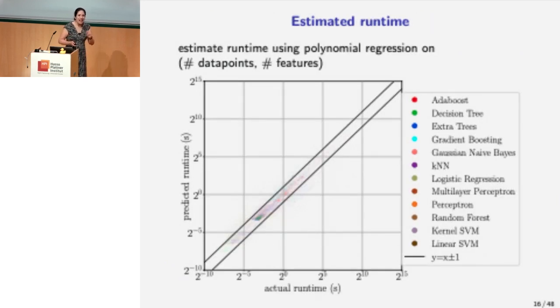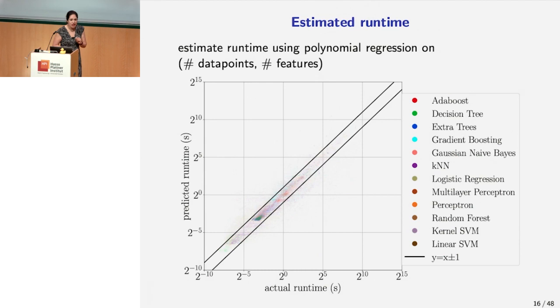Last ingredient, how do we estimate the run times of these algorithms? Again, it's just another machine learning problem. It's just another meta machine learning problem. So this actually I thought was really cool. We were a little bit worried about estimating run times. But look at this. We exhaustively ran all of these methods on all these OpenML data sets.